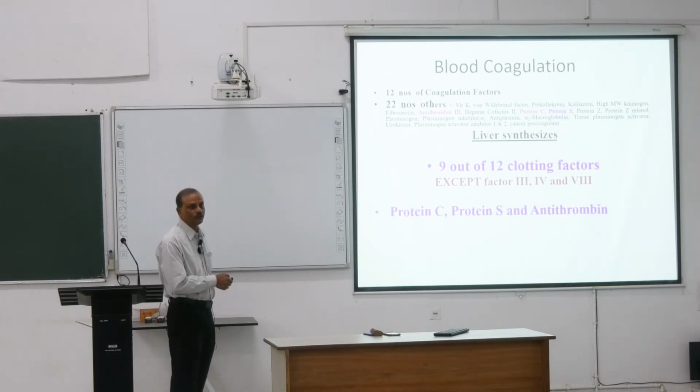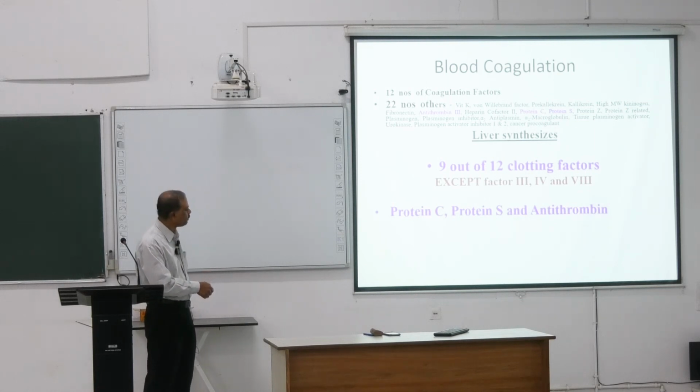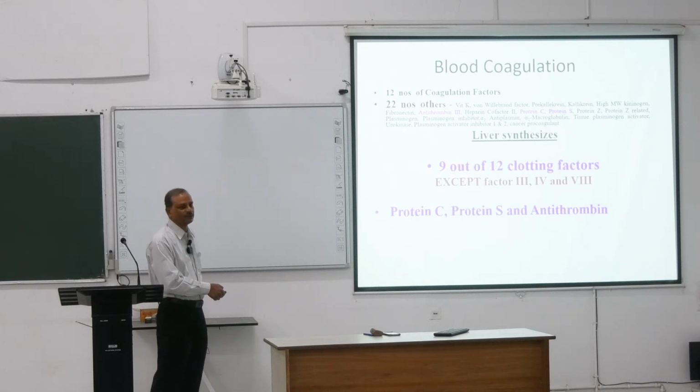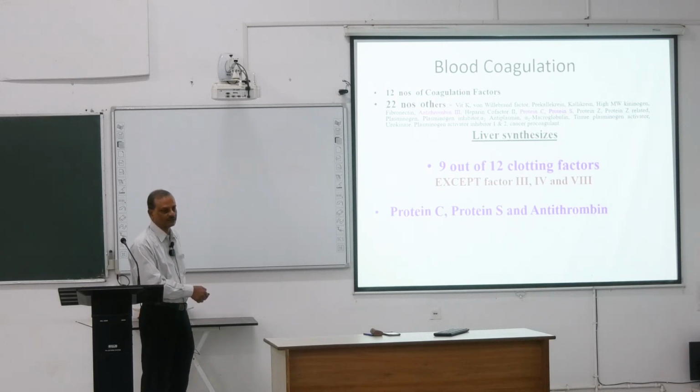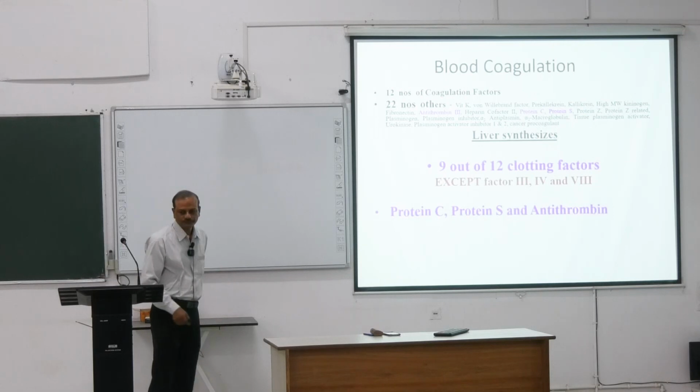And the importance of the liver here is that 9 out of 12 clotting factors are synthesized by the liver. Just make a small note that except 3, 5, 4 and 8, these are not synthesized by the liver, but 8 is synthesized by the liver reticuloendothelial cells. So the liver synthesizes 9 out of 12 clotting factors, including protein C, protein S, and antithrombin, which belong to these 22 others.